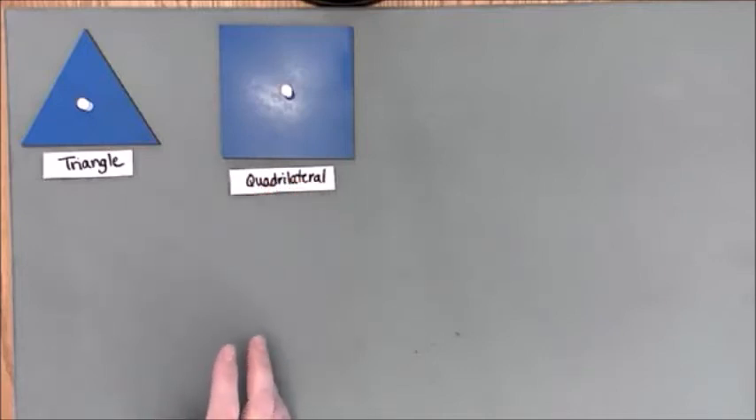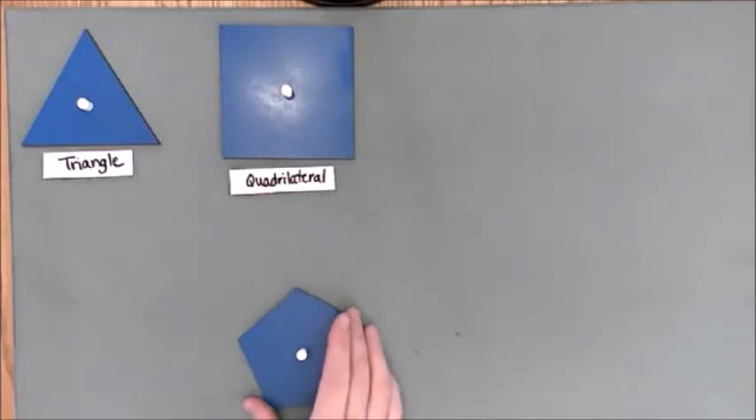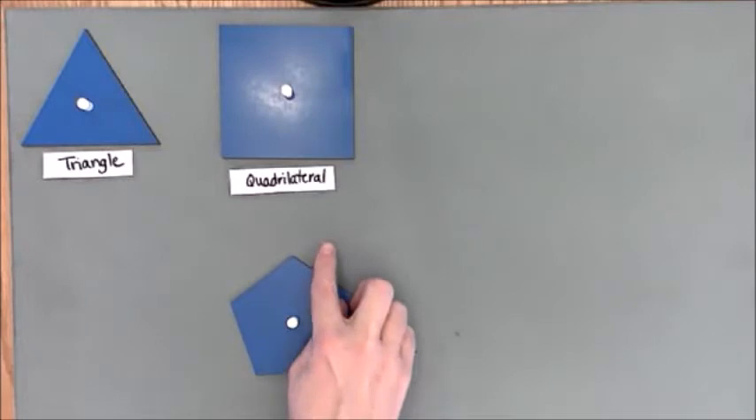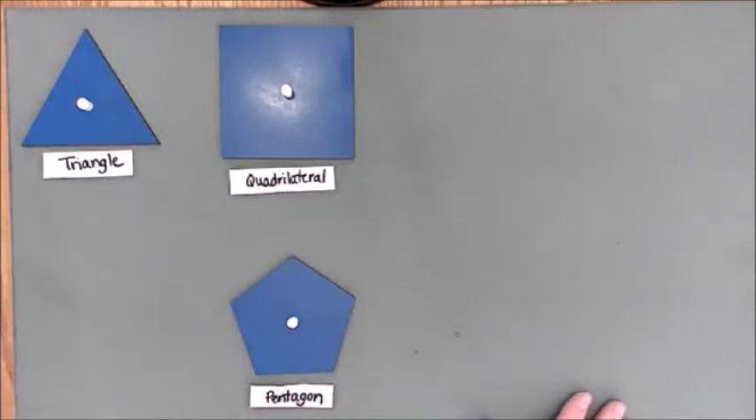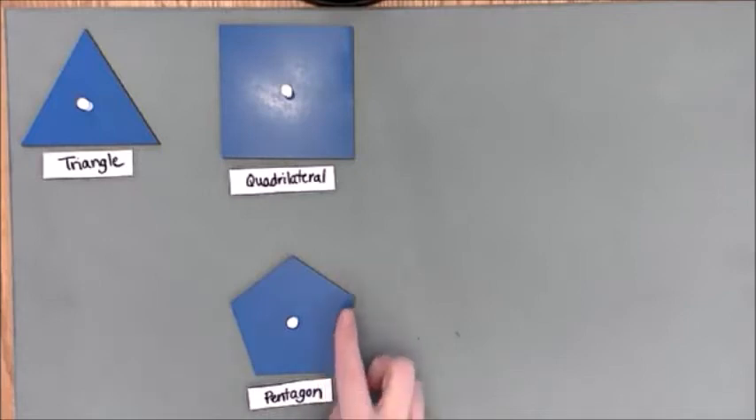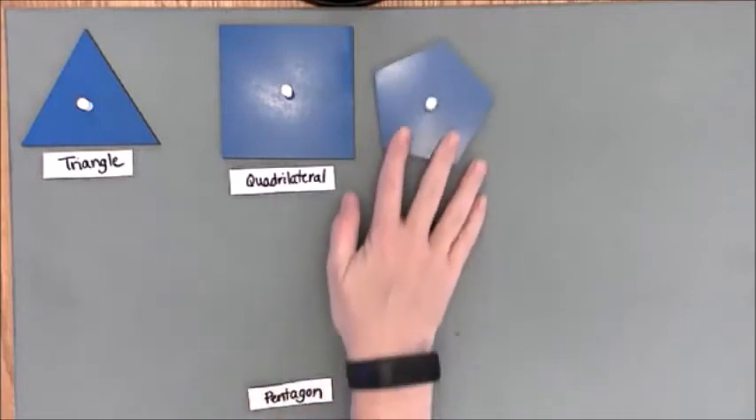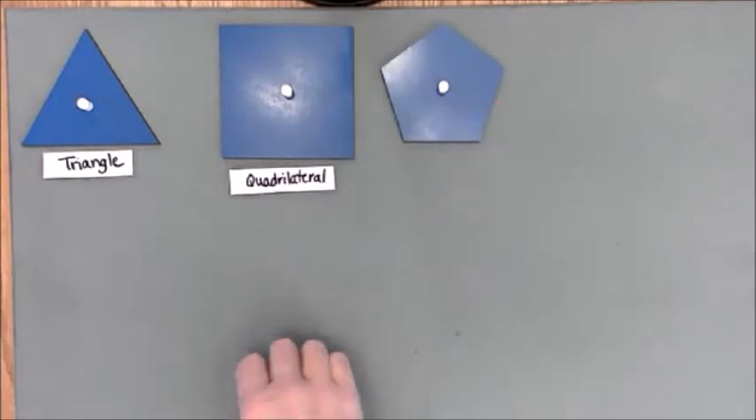Okay, now we get into some of the fun ones. Let's look at this one. 1, 2, 3, 4, 5. This is a 5-sided polygon. This is a pentagon. Pentagon gets its name from the Greek penta, meaning 5, and gonia, meaning angles. When it has the gon at the end, it's angles. 1, 2, 3, 4, 5. 5 angles. Pentagon.